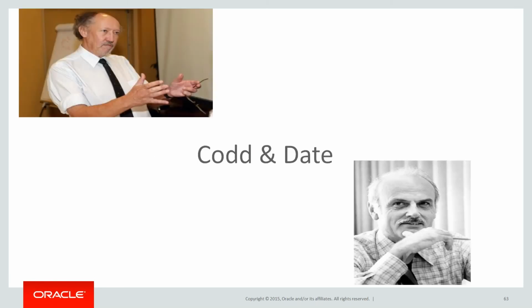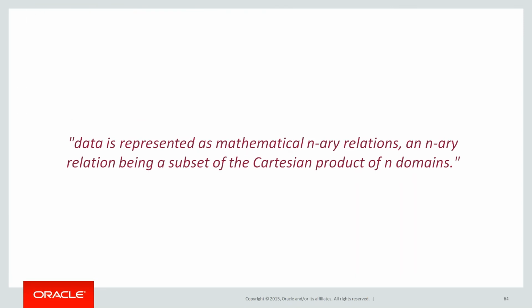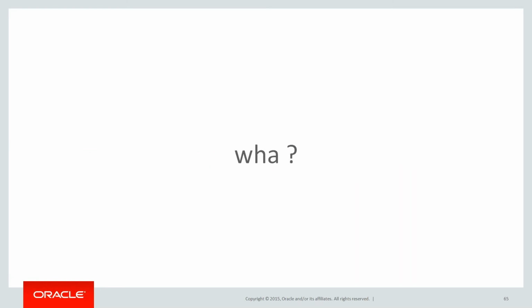These are the guys I blame, right? These are the guys that invented all this relational theory. And they came up with sentences like this: data is represented as mathematical n-ary relations, etc., etc. When I read that, I don't get a light bulb moment. I just go, I have no idea what that means.